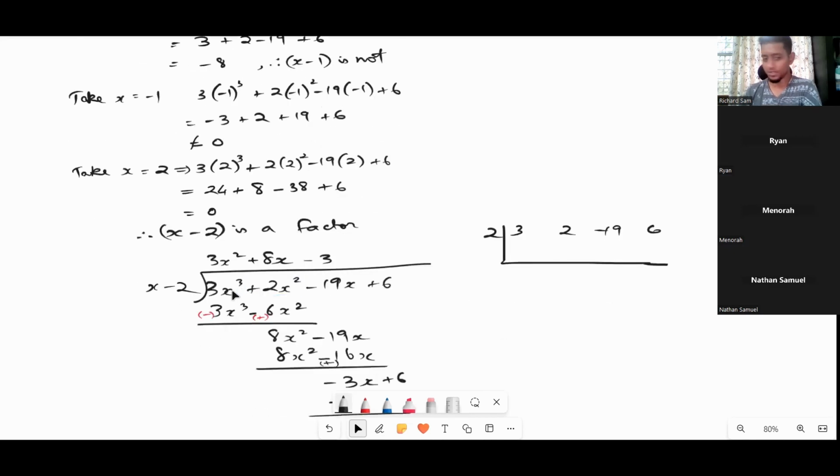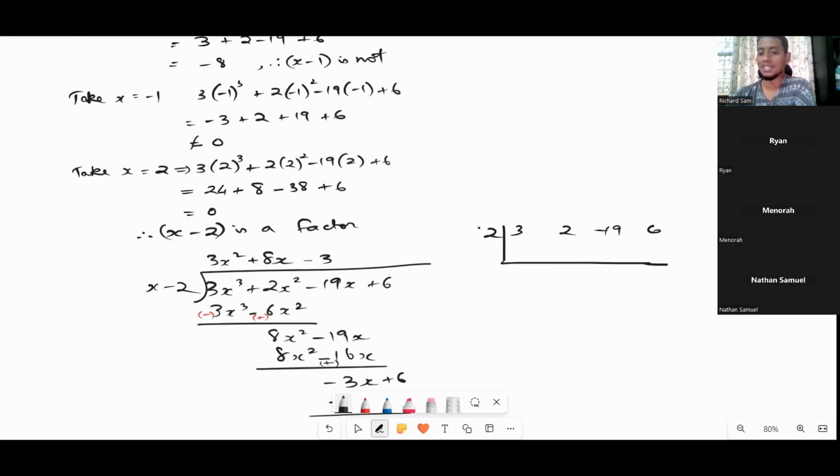Just compare with what we wrote here. Here we wrote the whole expression with all the x terms and everything. But in this, you're only writing the numbers. And here you're dividing by x minus 2. So here we're writing 2, not minus 2. Be careful with this. You don't write minus 2 because it's x minus 2. You write the value of x, which is 2.